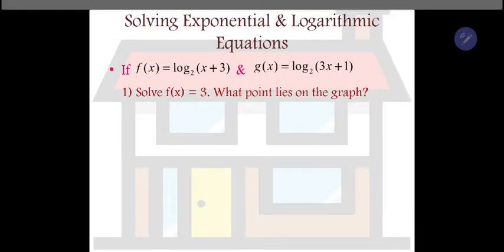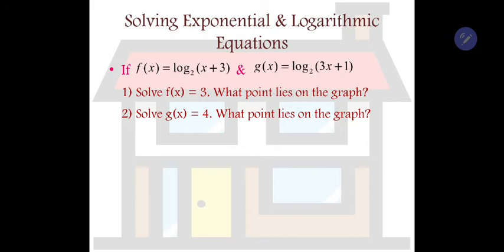The second part of the question is very similar to what we just did. Now in this case, g of x equals 4, which means you're going to use the second function here. G of x equals log base 2 of (3x plus 1). So just simply replace g of x with 4 and then do the same as what I did and find the point on the graph.